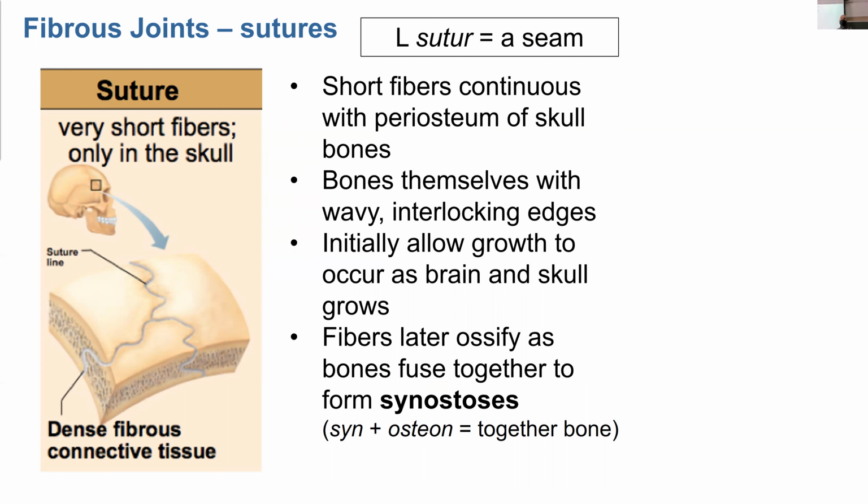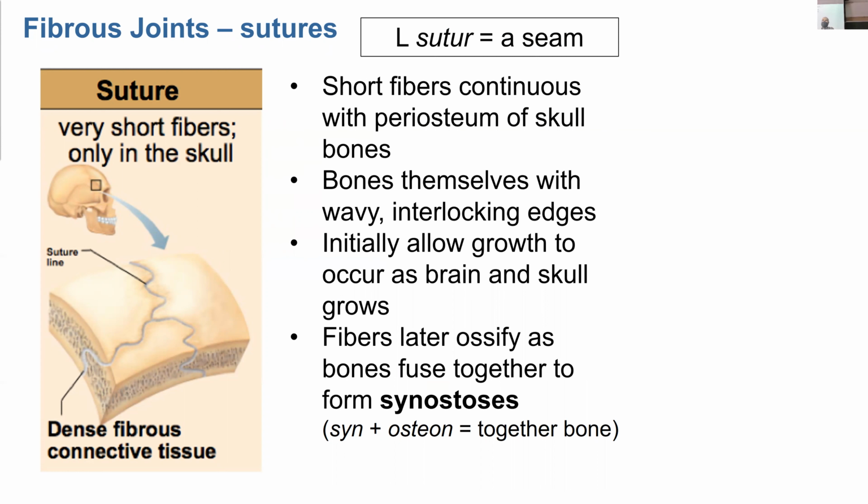And in fact, as you develop, the bones just basically fuse together and form something called synostoses, which is when that bone just grows completely together in this interlocking pattern. So sutures are an example of fibrous joints.